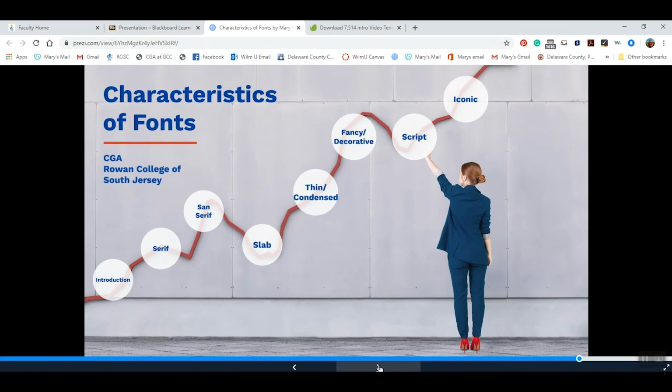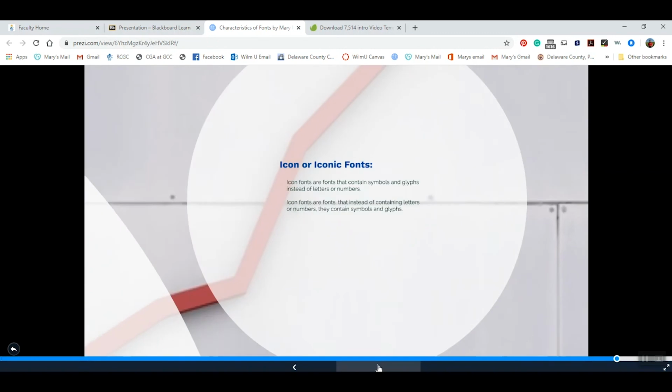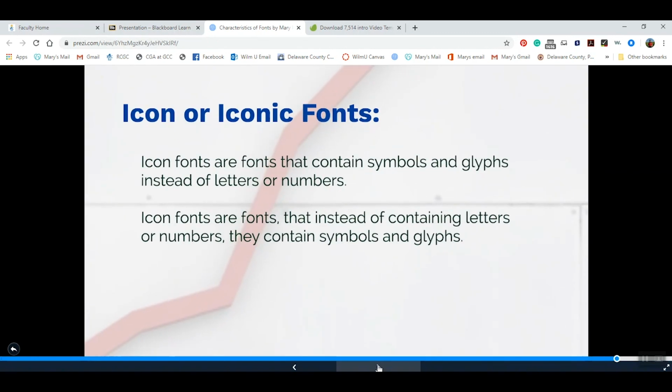All right, last but certainly not least, we have iconic fonts. So iconic fonts are actually not letter formations. Instead of letters, we're going to see icons or symbols. And we're going to get this again from the glyph panel, and I'm going to show you this in a little bit in another exercise. So we use icons for, excuse my telephone, for symbols and icons as opposed to letters.